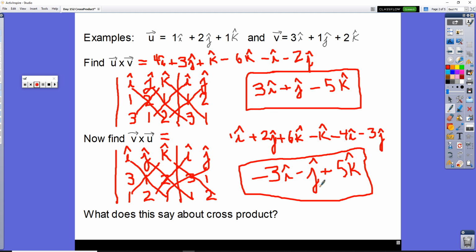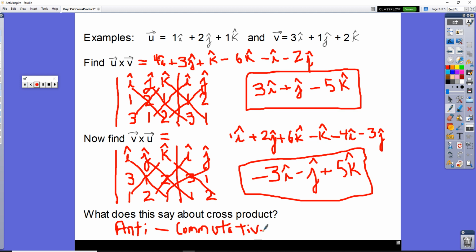Positive 1j, negative 3j. Negative 5k, positive 5k. There's actually a word for this. It's not commutative, it's called anti-commutative. It's exactly the opposite. Now, at first, this seems a little weird, but I'm going to try to explain this in a way that makes sense.